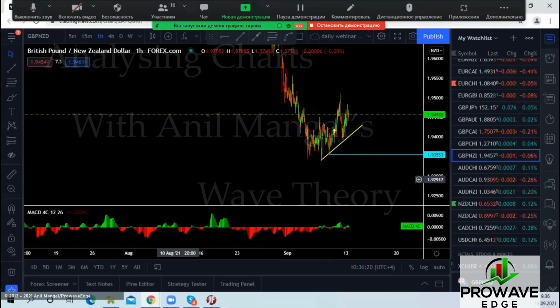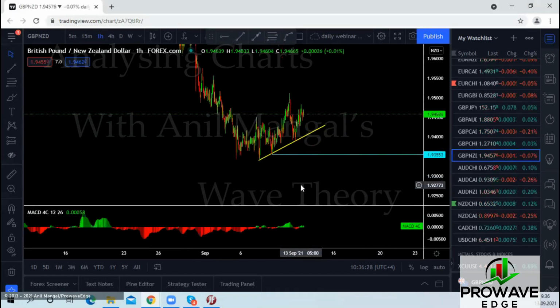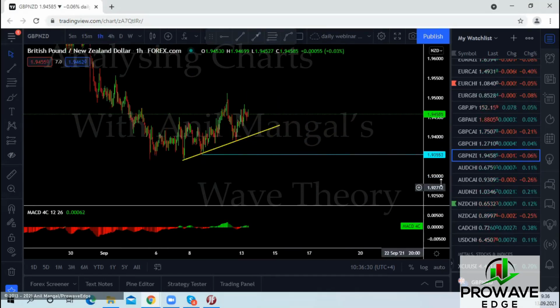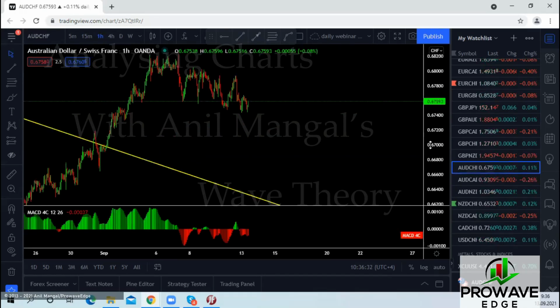It does look like it can go up a little more, which is go to this level, complete the flat pattern, and then drop. That possibility exists. Let's go Aussie Swiss upside.